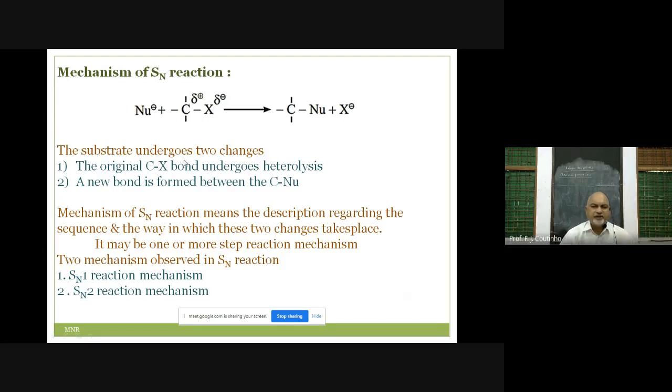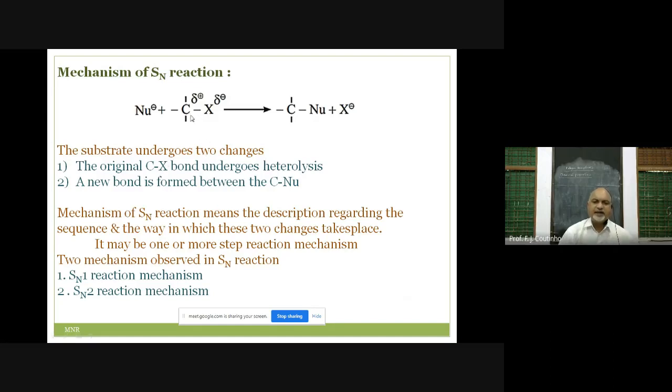Now the substrate undergoes two changes. First, the original C-X bond undergoes heterolysis. Heterolysis means two different charges, delta positive and delta negative. Then a new bond is formed between the carbon and the nucleophile. So there is a breaking of this bond and a formation of a bond. These are the two things which we should know very well.